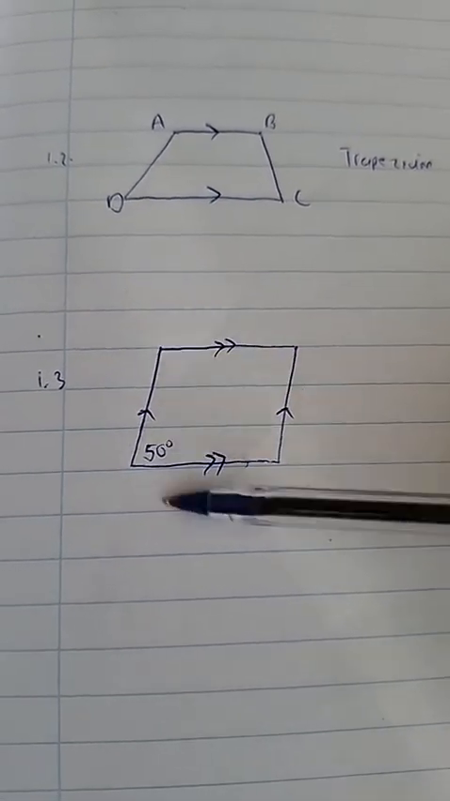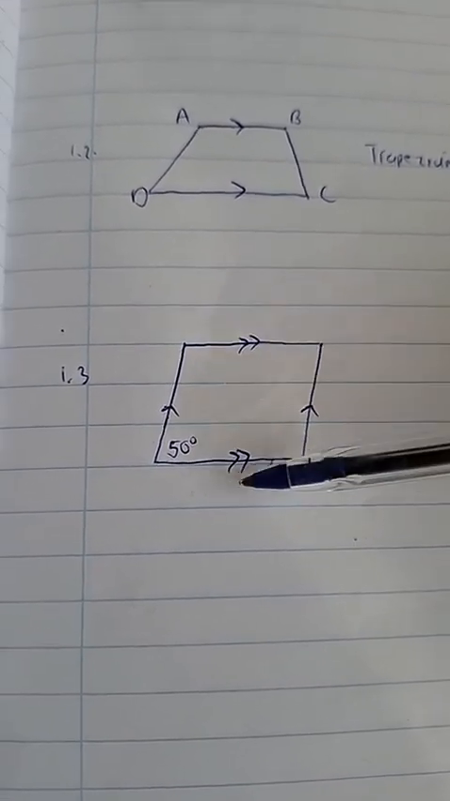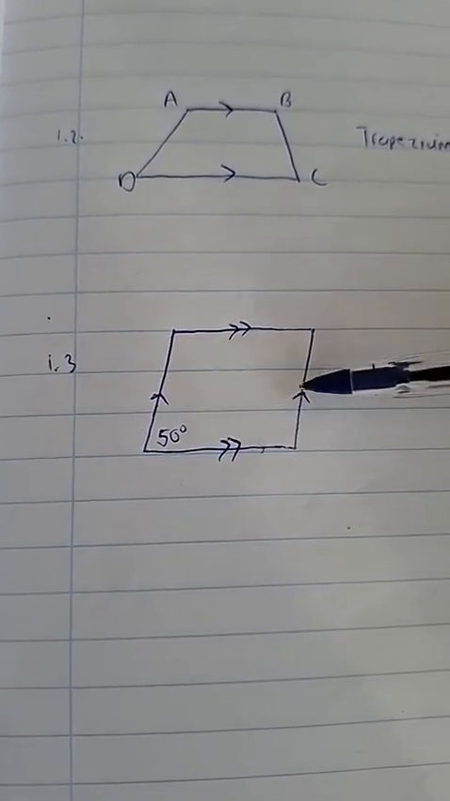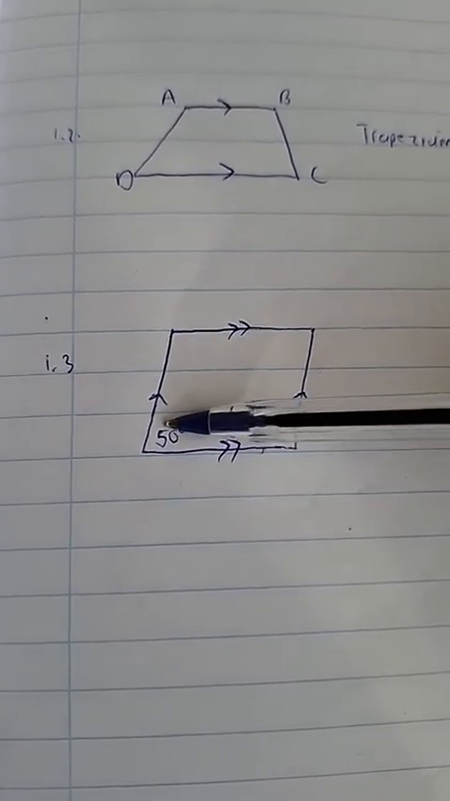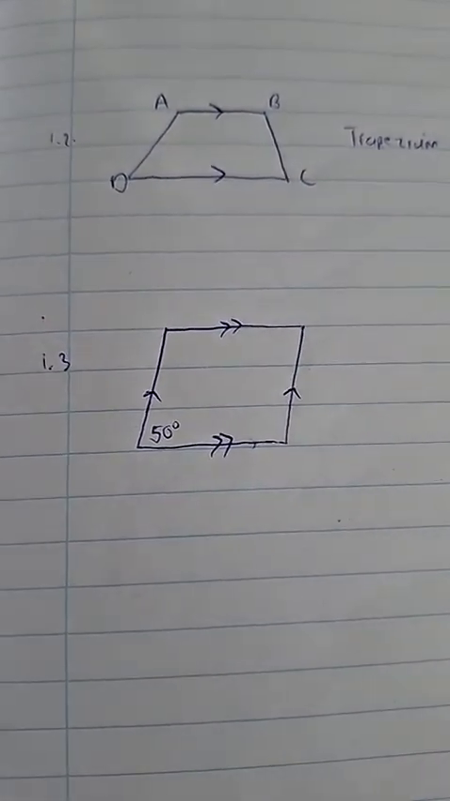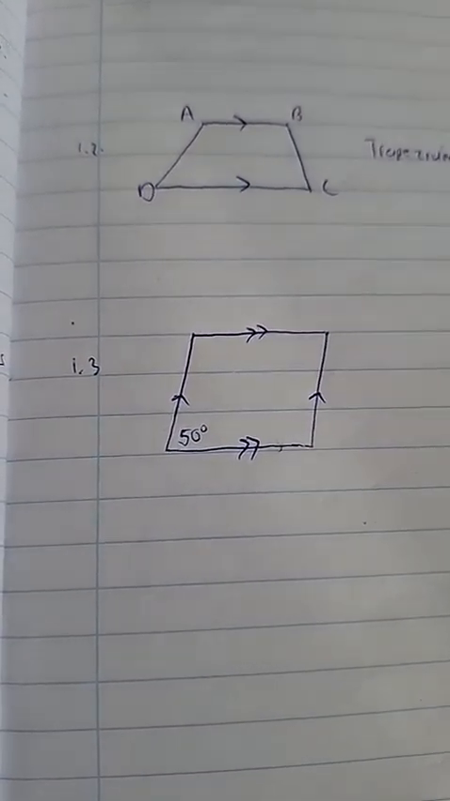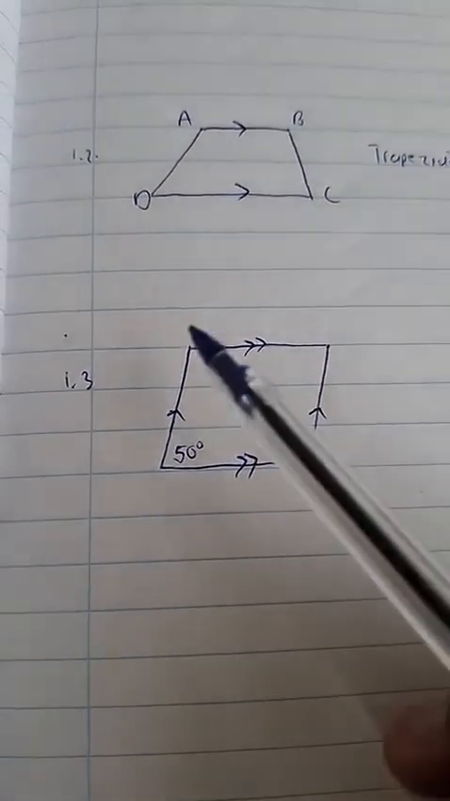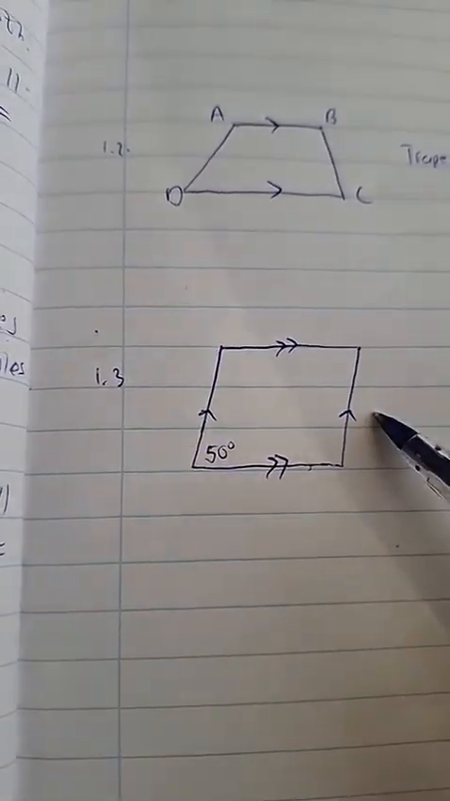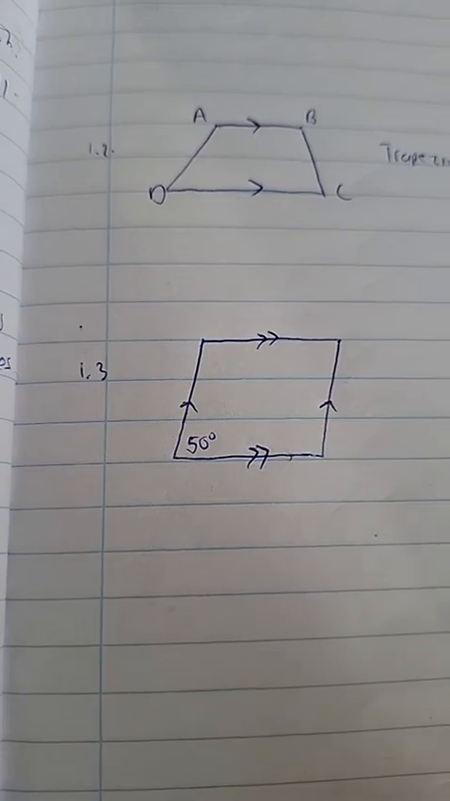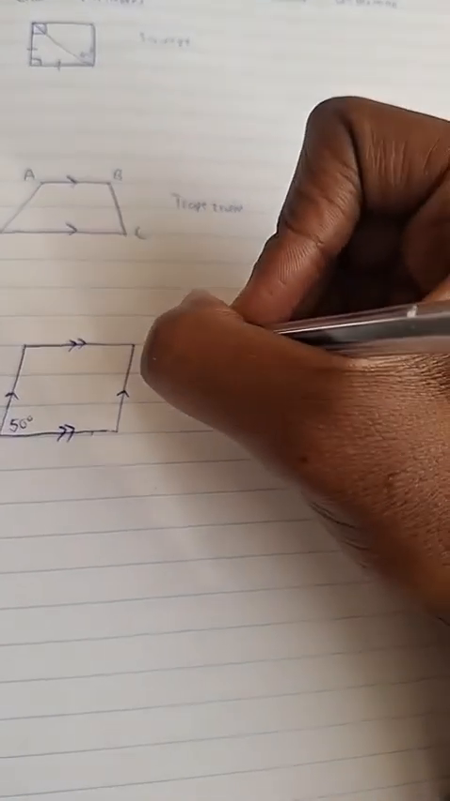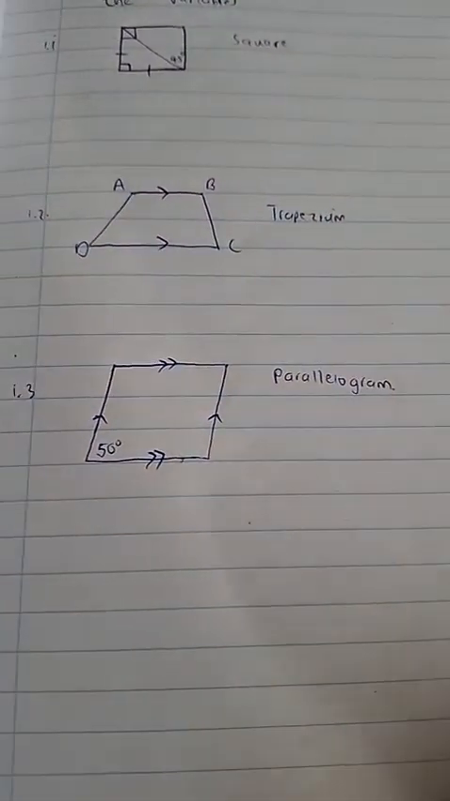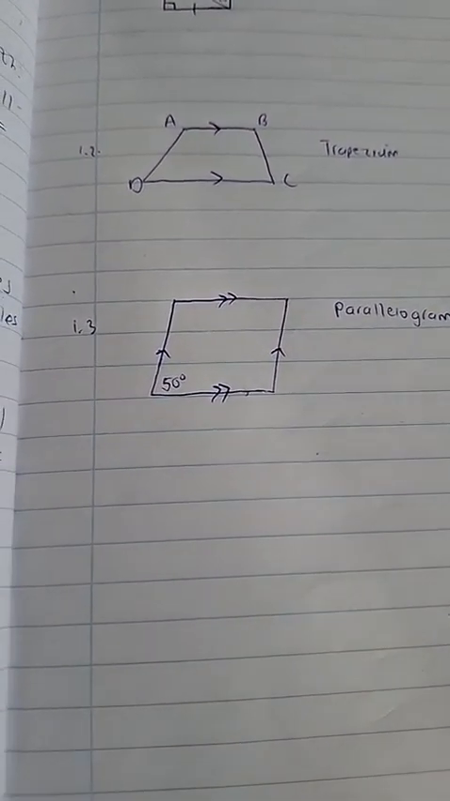Okay, so we can see the shape itself, right? There are these symbols. This side is parallel to that one. That side is parallel to that one. And we are given an angle that's 50 degrees, and we are not given anything else. So we can be safe in saying, because we haven't been told anything else about the sides, the only thing we've been told is that both pairs of opposite sides are parallel. So that means that this is a what, guys? It's a parallelogram. Okay, it's a parallelogram.